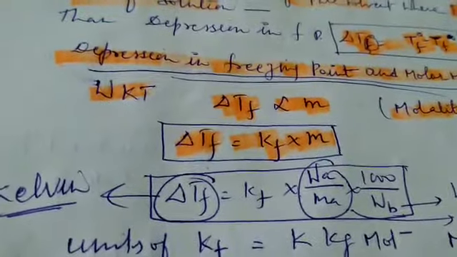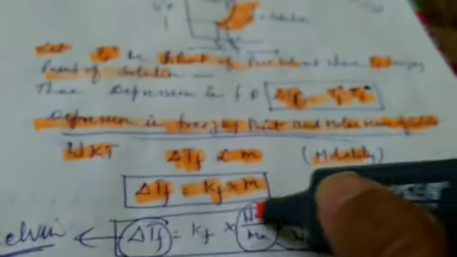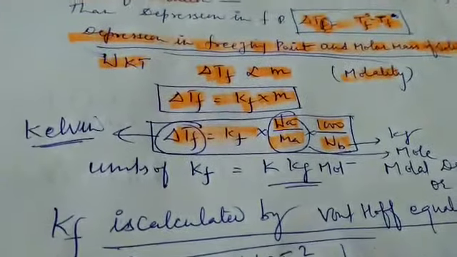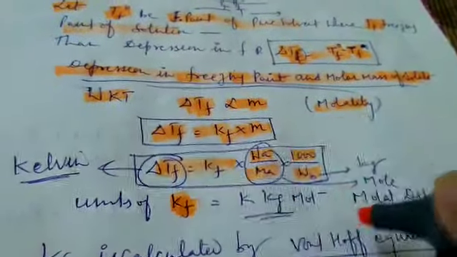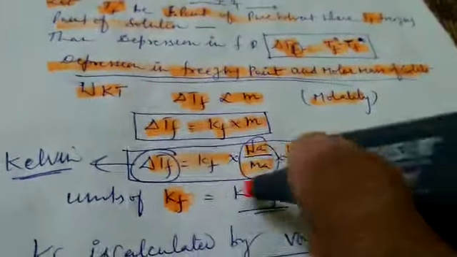Now we are placing the values of molality. So we get WA upon MA into 1000 upon WB. Now what are the units of KF? The units of KF are similar to the units of KB, Kelvin kilogram per mole.